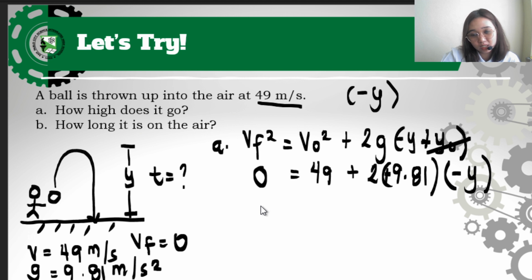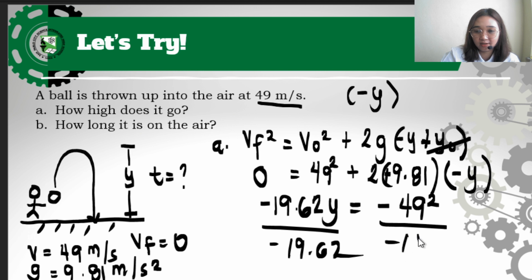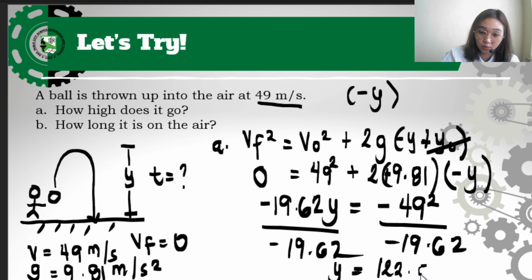4 times 2 is 19.6. Negative 19.62 y is equal to negative 49 squared. Okay? So, negative 19.62 over negative 19.62, y would be equal to 122.5 meters.